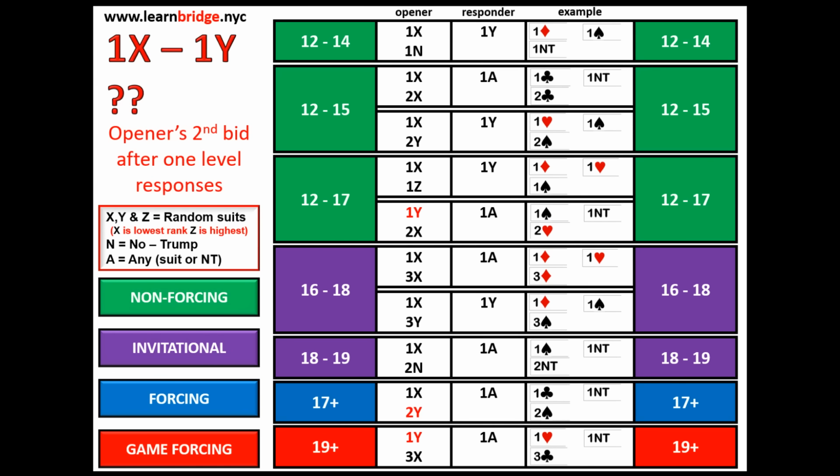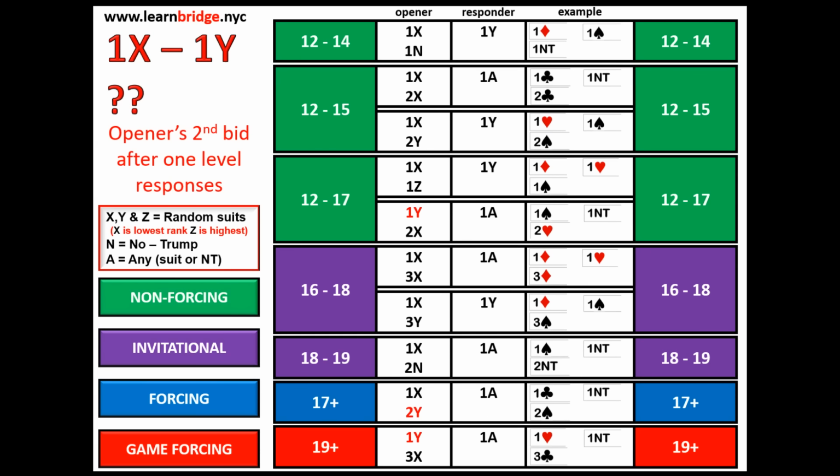Same is true when we open a higher ranking suit, one spade, partner bids one no trump, and we bid two hearts. Same 12 to 17 points, right? We're not going to be jump shifting unless we have a very, very strong hand. Okay, so this is essentially the entire non-forcing section of the chart. And you can see the ranges for our non-forcing bids are going to be all the way from 12 to 17. One quick thing I probably should have told you originally: X, Y, and Z are ranked this way. X is the lowest ranking and Z is the highest ranking suit.